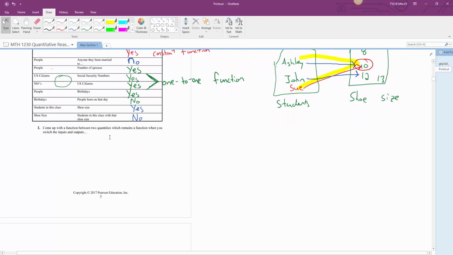So then number 2 asks us, can you come up with a function between two quantities which remains a function when you switch the inputs and outputs? In other words, can you come up with a one-to-one function? That's another thing that we're looking for here. So I have a couple of examples.